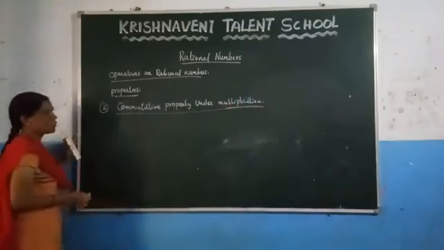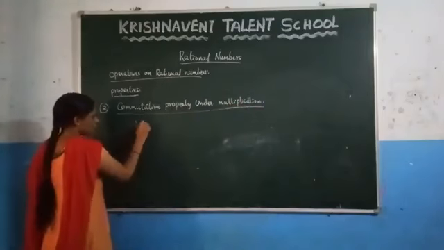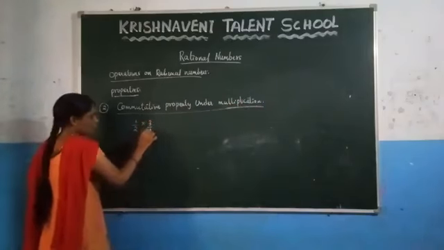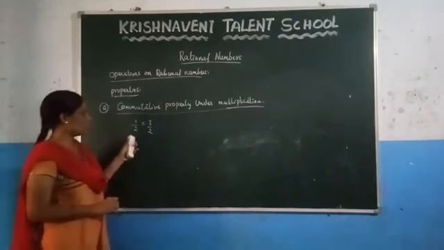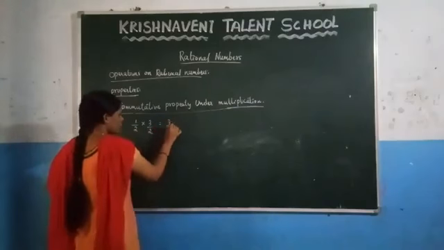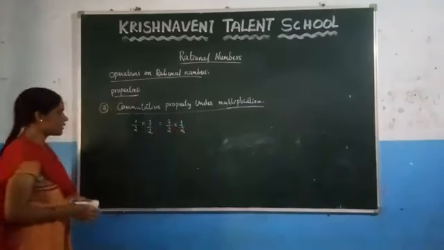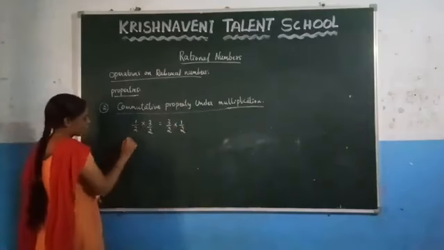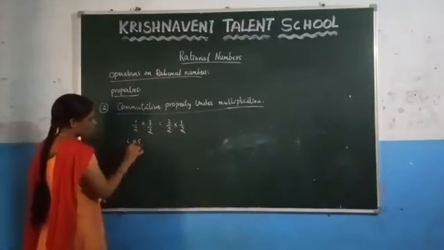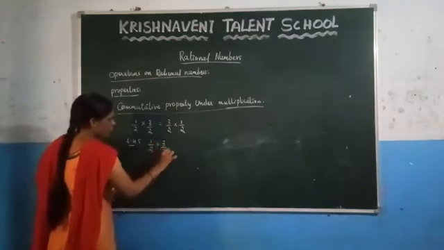The same, if you consider any two rational numbers, let us consider two rational numbers 1 by 2 and 3 by 2. If you multiply those rational numbers and if you change the order, you have to get the same result. Let us solve it. Consider LHS part. What is the LHS here? 1 by 2 into 3 by 2.